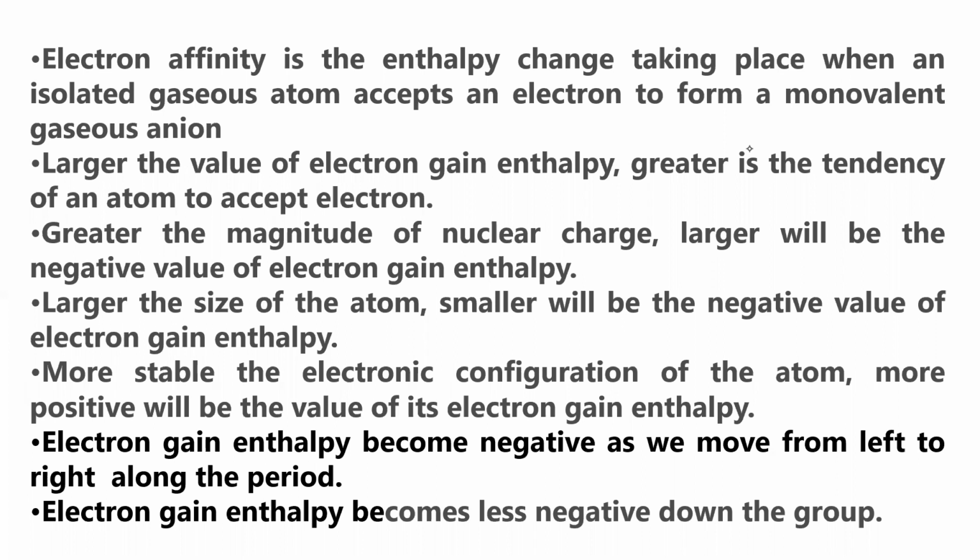Electron affinity is the enthalpy change taking place when an isolated gas atom accepts an electron. So already we know when a neutral atom gains an electron, it becomes an anion. In that process, when a neutral atom accepts an electron to form a monovalent gaseous anion, the energy is always released. The energy change taking place when a neutral isolated gaseous atom accepts an electron to form a monovalent gaseous anion is called electron affinity.